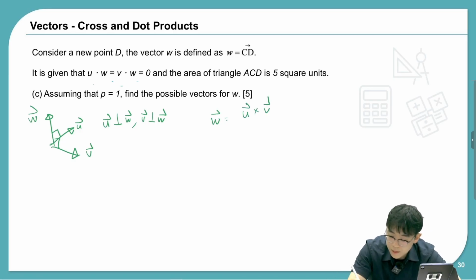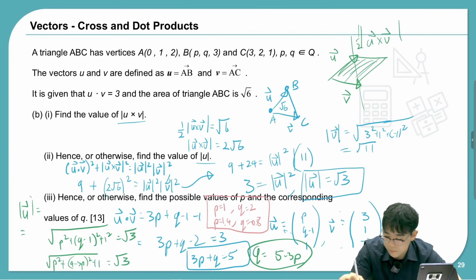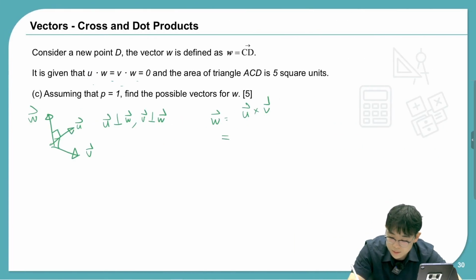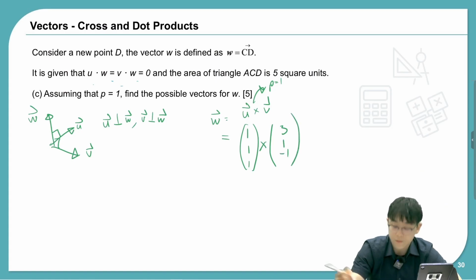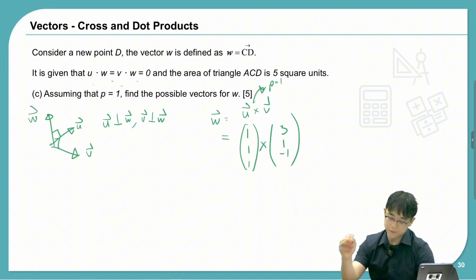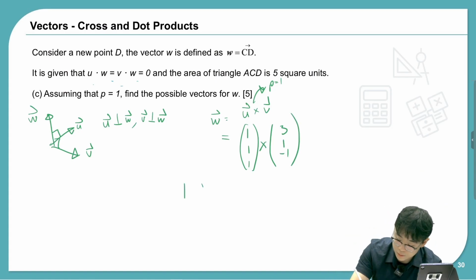Okay. So if p is equal to 1, we can recall from earlier that u is p, q minus 1, 1. If q is 2, then we get 1. So u would be 1, 1, 1 if p is 1. And then we're taking the cross product with v, which was just constants, 3, 1, and -1. So now let's try to find the cross product here.